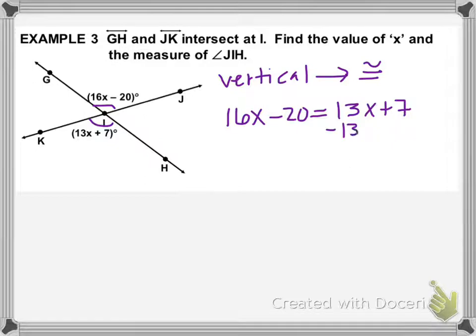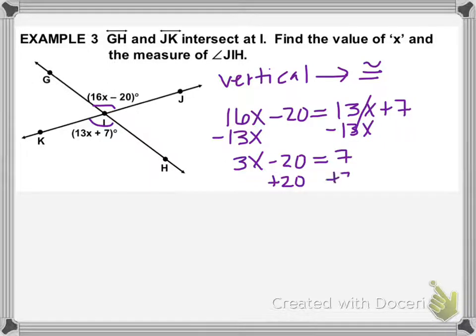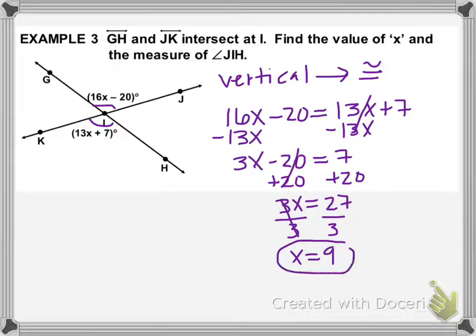I'm going to subtract 13x from both sides. That'll leave me 3x minus 20 equals 7. And then I'll get my constants to the other side by adding 20 to both sides. So 3x equals 27. And then I'll divide both sides by 3. So x equals 27 divided by 3, or 9. So there's my value of x.